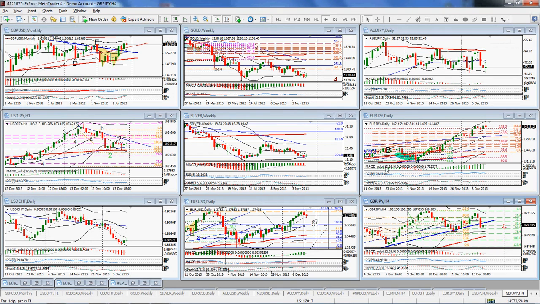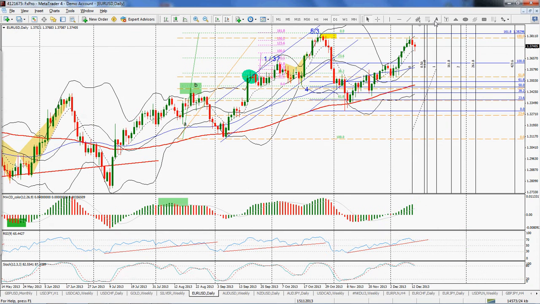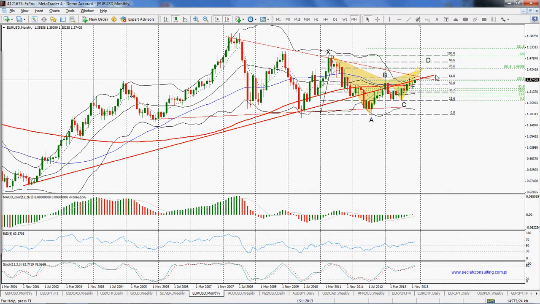I start with Euro USD monthly candle. Currently it's green. It may already be reacting to the Bollinger upper band, most probably to the 61.8 FIBO level, internal retracement of the length from X to the A. Okay, so that's the correction of this wave.